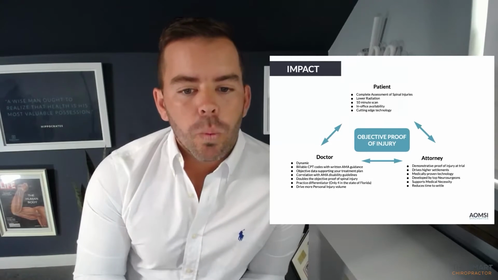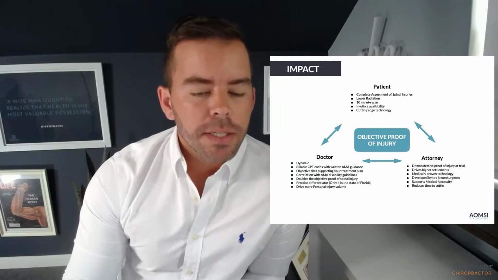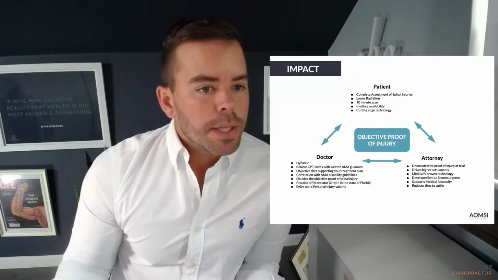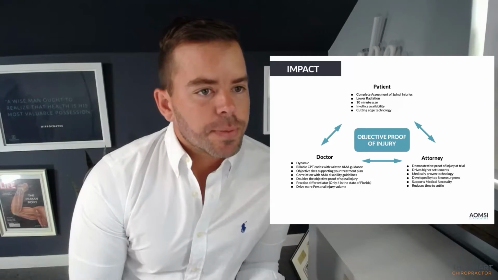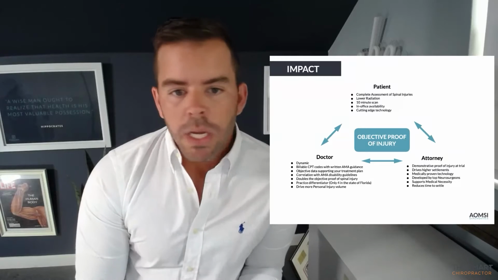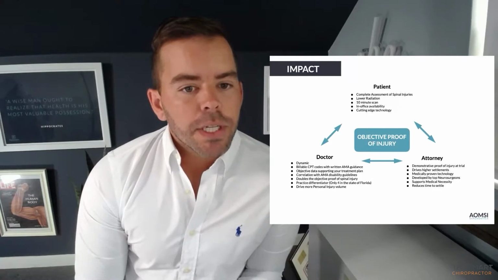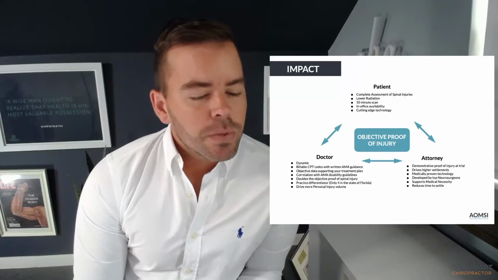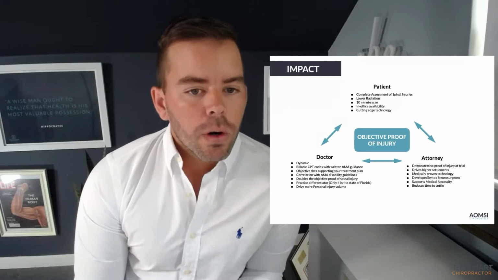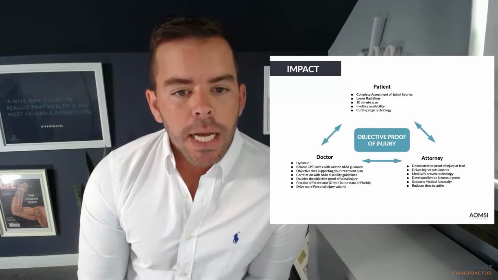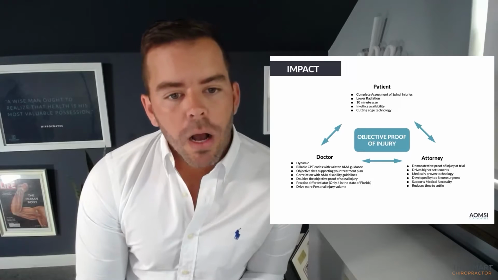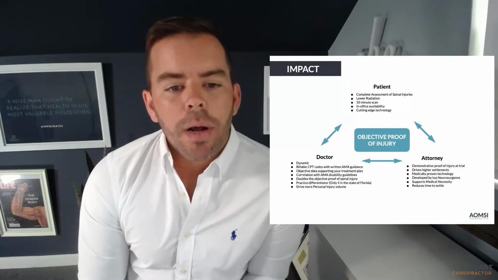So moving on, this is the understanding of what I call the three-legged stool for us. We have the patient, the doctor, and the attorney. We do a lot of work in the personal injury space with the VMA and the functional analysis. For the patient, it's a complete assessment of the spinal injuries, right? It's lower radiation. It really takes about 10 to 15 minutes for each scan, whether that be cervical or lumbar, in-office availability, and cutting-edge technology. Again, we're going to be talking a lot about the technology and how it applies.